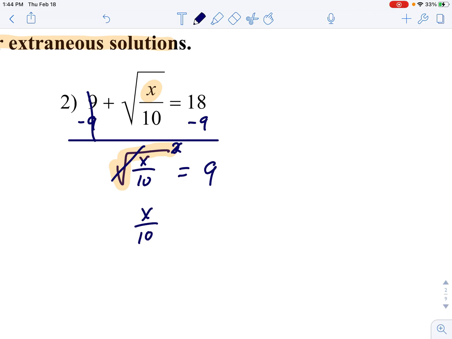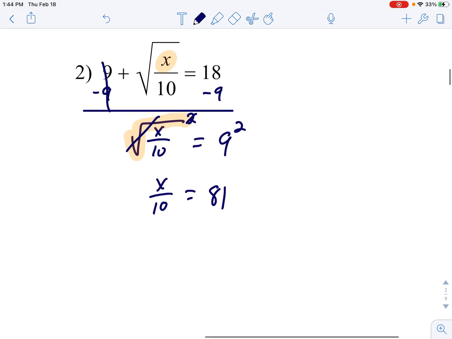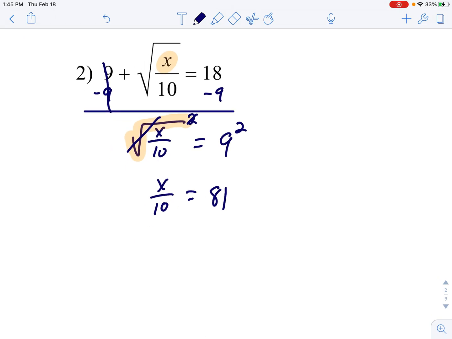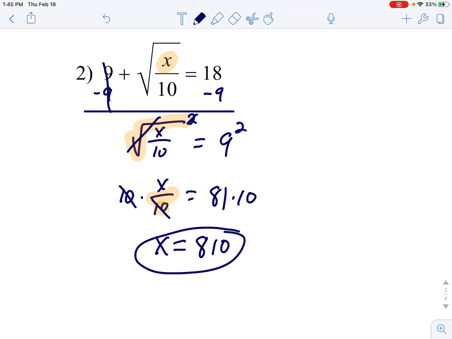Of course, if you square one side, you have to square the other side. You have to do the same thing to both sides of the equal sign, and 9 squared is 81. Now are we done? No, we still have to isolate the variable, but that's pretty simple. This is divide by 10. The opposite of divide by 10 is multiply by 10. Times and divide by 10 cancels out, and you get 81 times 10, which is 810 as the answer.